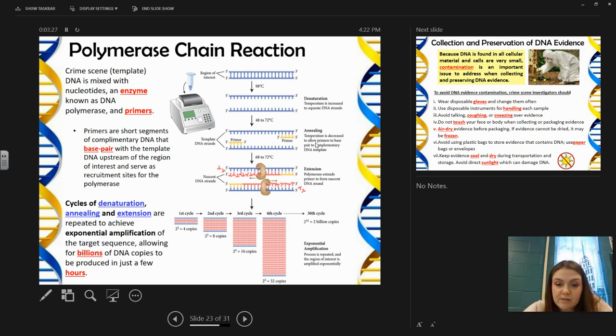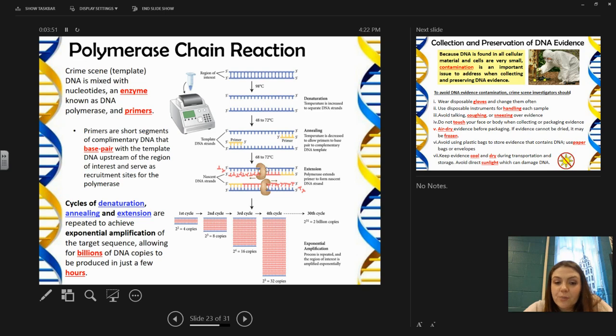Then there's the annealing phase. This is when the temperature is decreased, so it is cooled to allow the primers, so copies, A, T, C's, and G's, to attach, to base pair to the complementary DNA template. So it will match to where it finds a match. So ATCG would be TAGC. And it'll match up to it. So we have our primers attached.